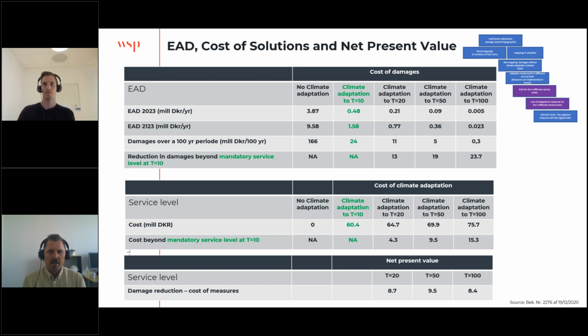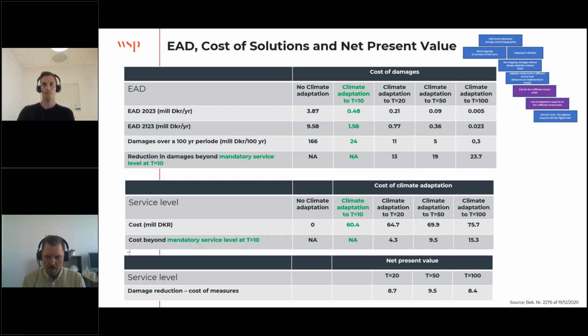So we can estimate the annual damage if we don't have any climate adaptation measures in our system. If we do the mandatory climate adaptation to a T10-year event, that is all the green numbers here. And if we do this enhanced service level for cloudburst management, for example, for a T20 years event, T50 years event, or a T100 year event. And with those in mind, we can calculate the damages over a 100 year period in million Danish kroner per 100 year.